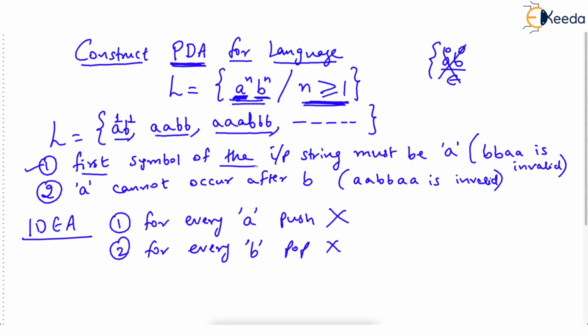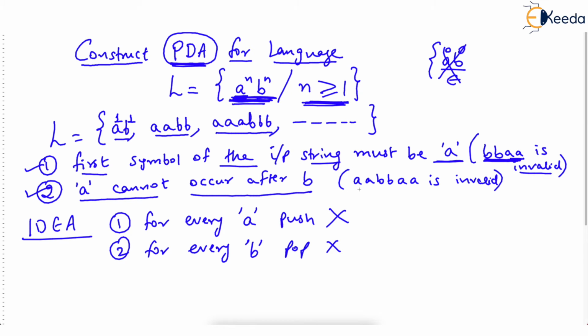Just some observations, silly observations actually, but natural. The first symbol of the input string must be a. So a string cannot begin with b, because check the rule: it is a raised to n, b raised to n. So such a string, double b double a, should be rejected. This pushdown automaton will accept only those strings which have the form a raised to n, b raised to n, and will reject the strings which are not of that form. So if you input such a string, double b double a, then the PDA must reject it.